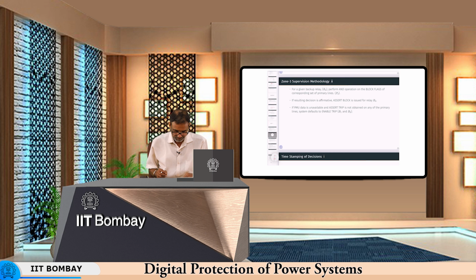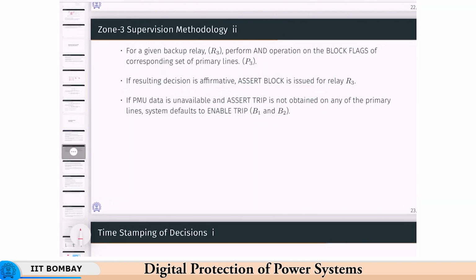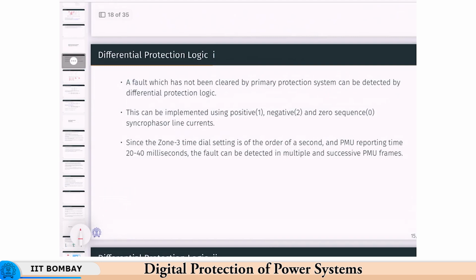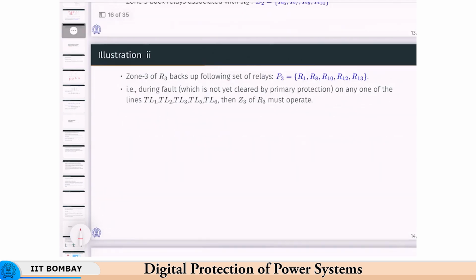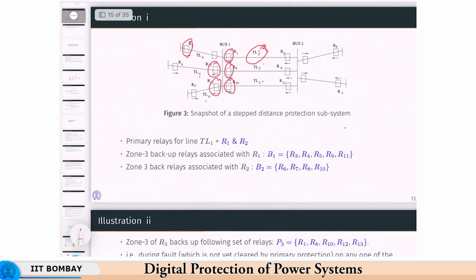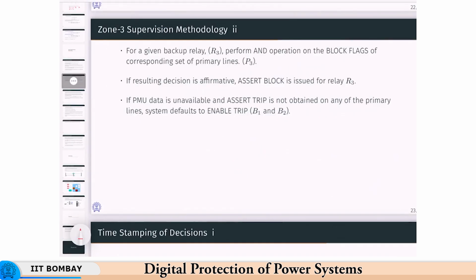Okay. So, the second methodology of course is that for a given backup relay, say R3, perform an AND operation on the block flags of the corresponding set of primary lines. Okay. So, what are the set of primary lines for R3? These ones. These are TL1, TL2, TL3, TL5 and TL6. So, for R3 here.